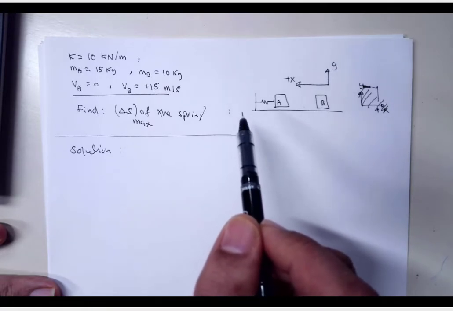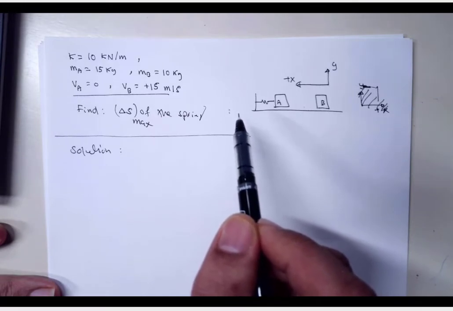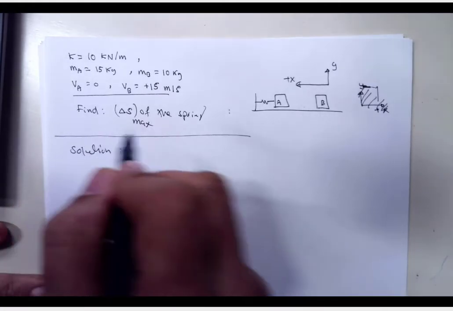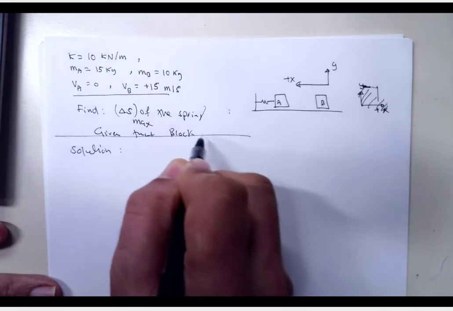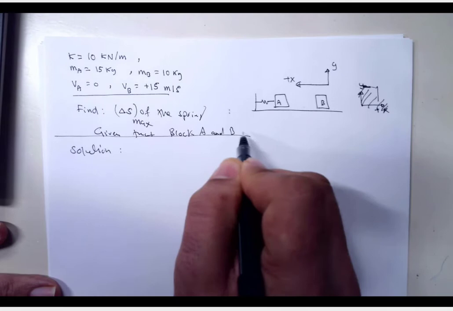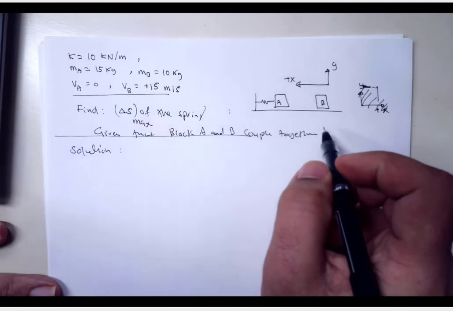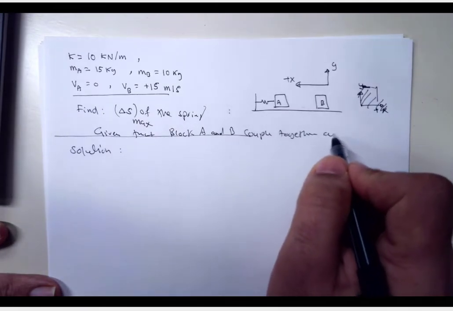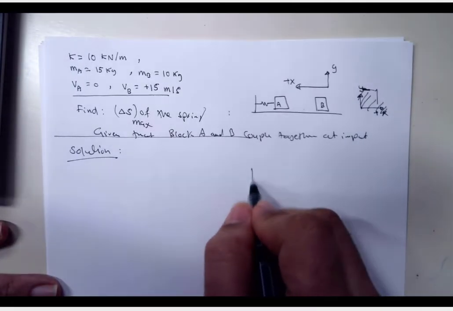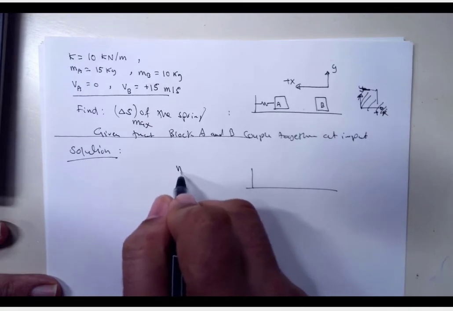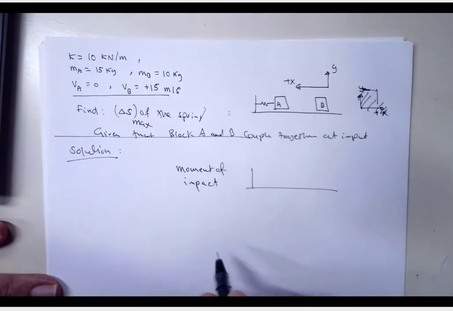Now what is also given to us is that block A and block B couple together at impact, meaning they move all at once as one unit. So if I want to break down what's happening, I'm going to break it down into the moment of impact, and what's happening after the impact.